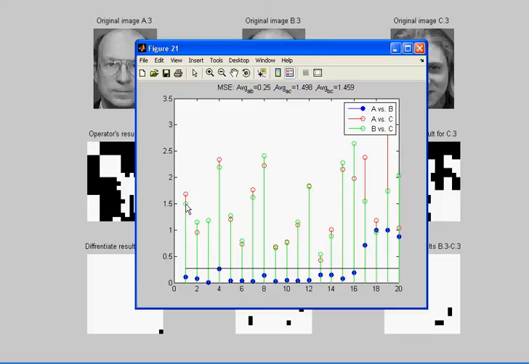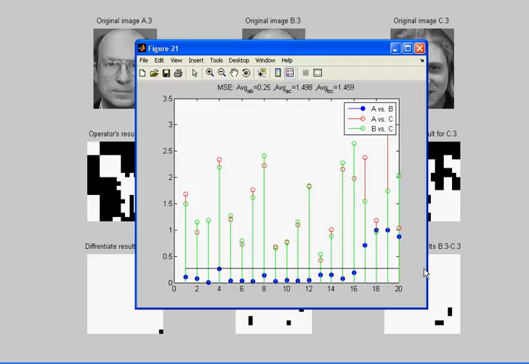We would expect to get as small as possible MSE for group A versus group B, as they indicate the same individual in 2 different samples. We would also expect to get high MSE for group A versus group C and group B versus group C, as they indicate 2 different individuals. Figure 21 plots our operator's MSE results. As you can see, 16 out of 20 blue points are below a certain threshold.